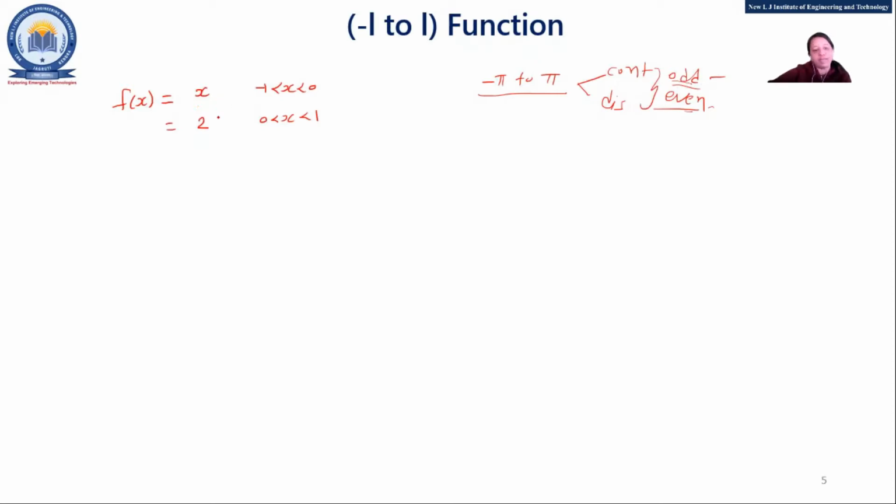Obviously it has two values, and the interval is minus 1 to 1. So it is a discontinuous function. First we need to find out L. How are we going to find L? Previously it was given in terms of 0 to 2L, so whatever the last value given, we considered it as 2L. But here it is discontinuous and minus L to L. So how are we going to calculate L? For that, 2L, so minus 1 to 1.